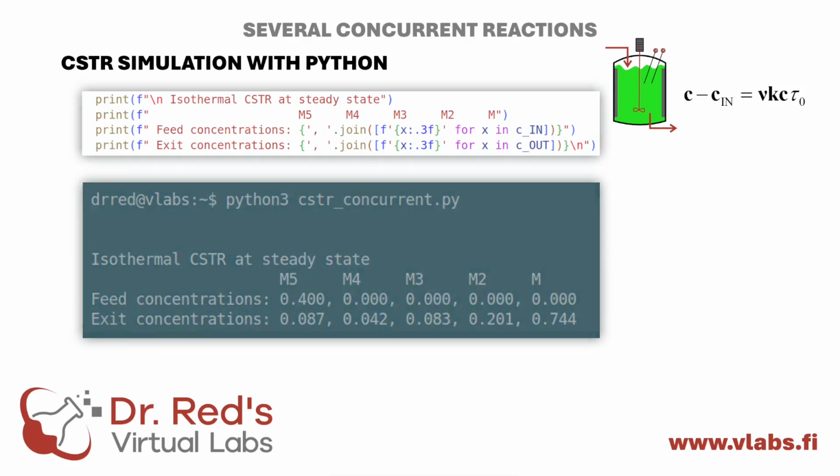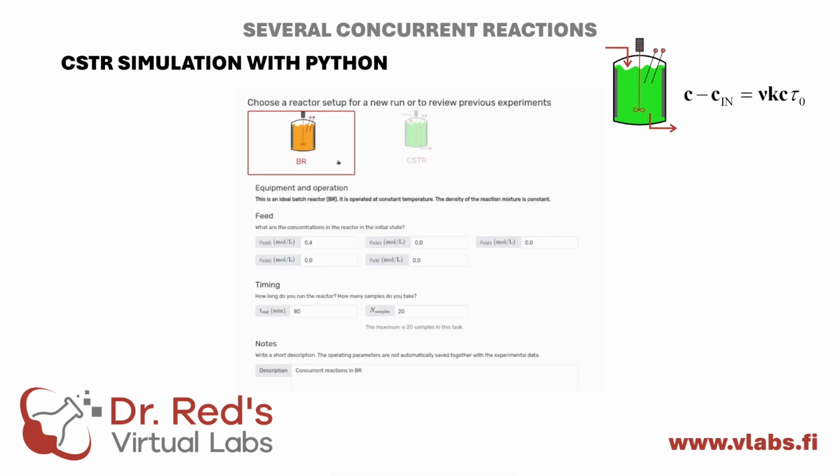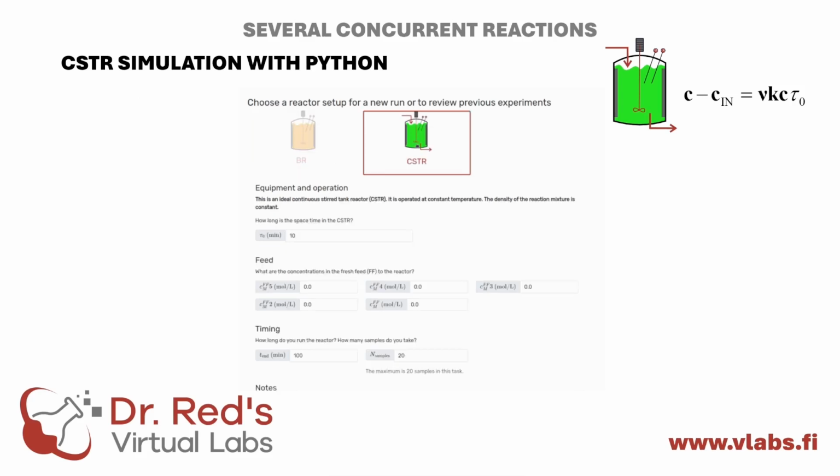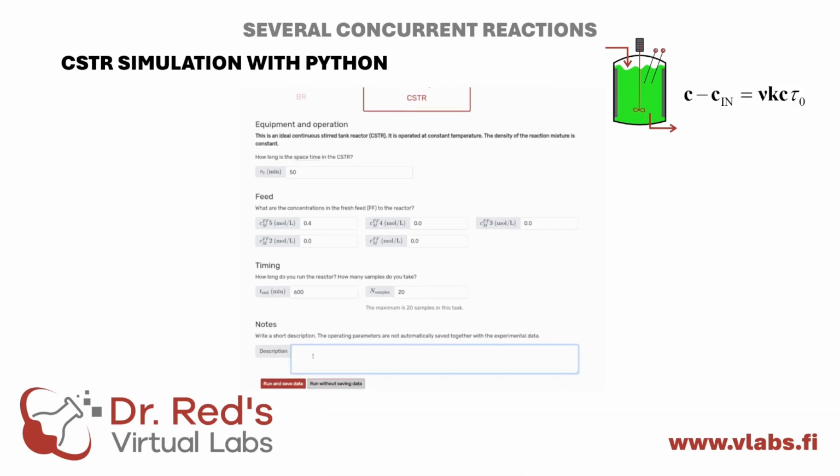Let's confirm the calculation result with a quick experiment in the virtual laboratory. We use spacetime of 50 minutes and set the feed concentration of M5 to 0.4 moles per liter. It is important to operate the CSTR until it reaches the steady state. Let's hope 10 hours will do the trick.